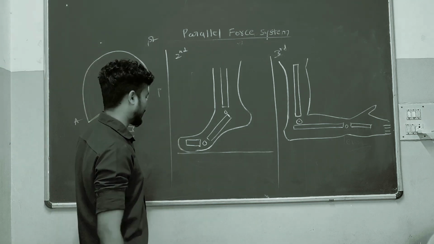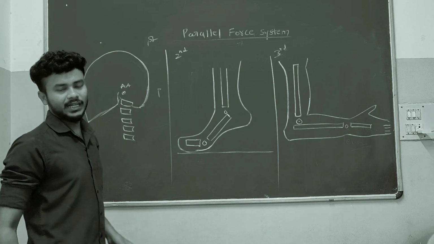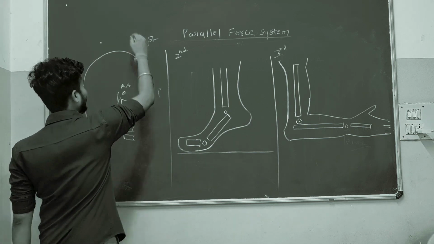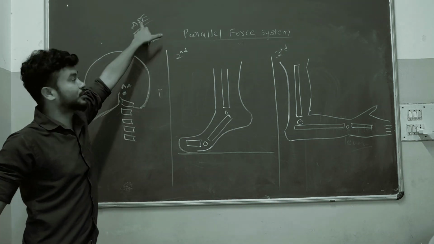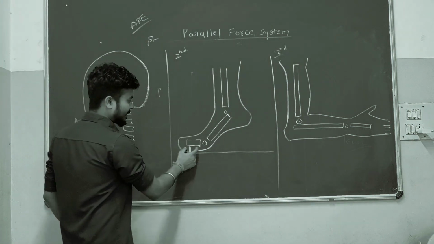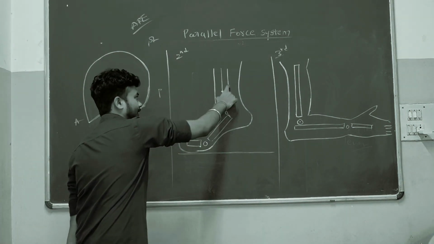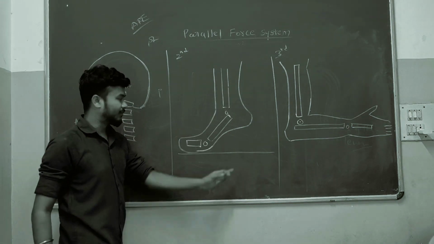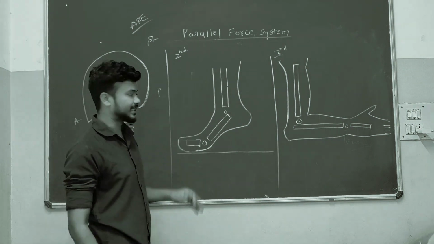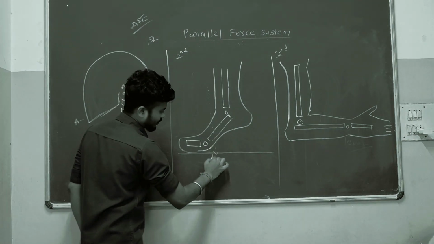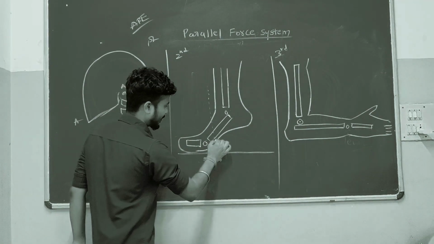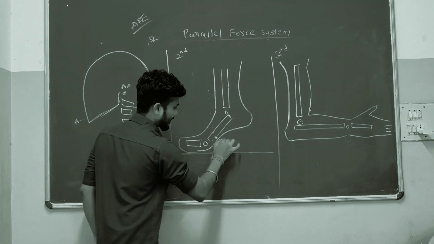Now second order lever. Resistance will be in the center, because ARD is our mnemonic. So here the center portion should be resistance. This is our toe portion, foot portion, and this is our leg portion. When the heel is rising up, the body weight, line of gravity will come here. So here resistance will be here.